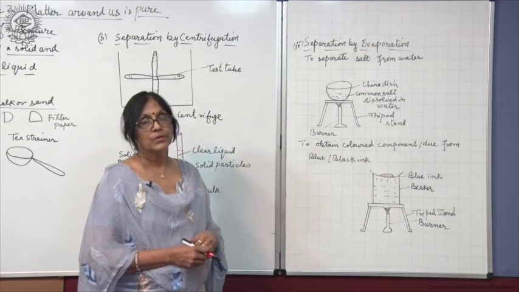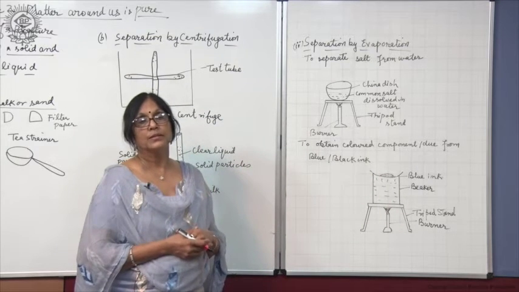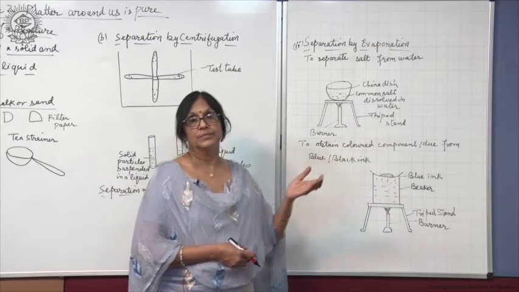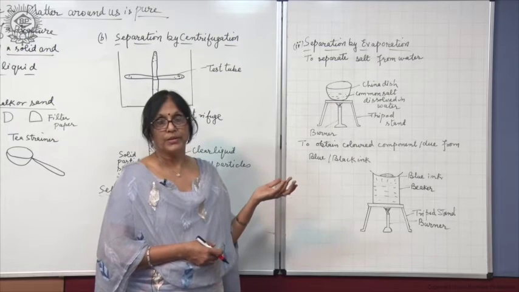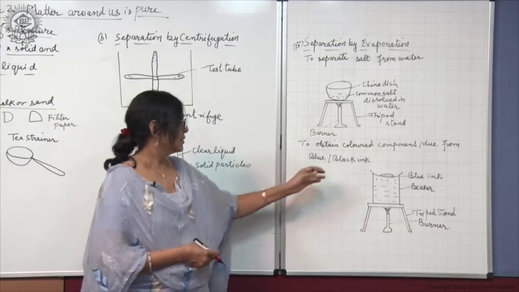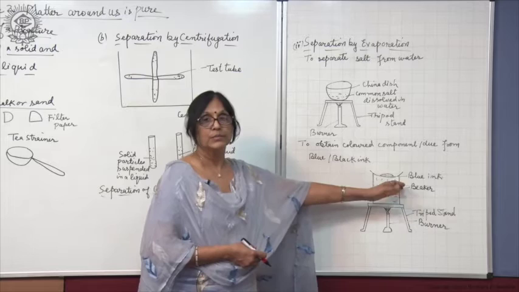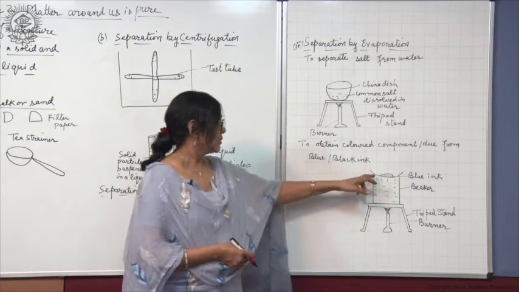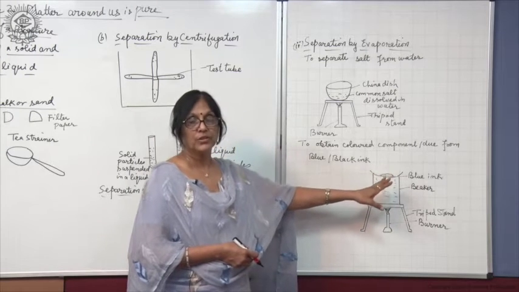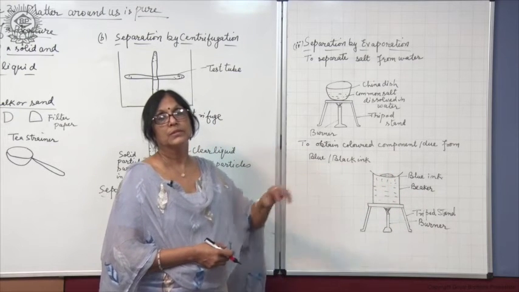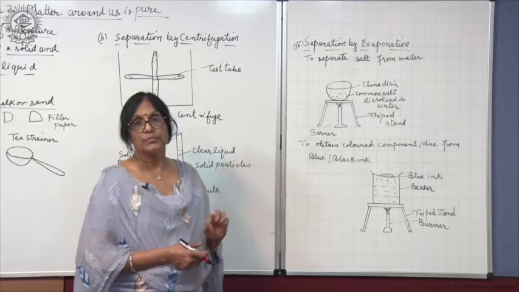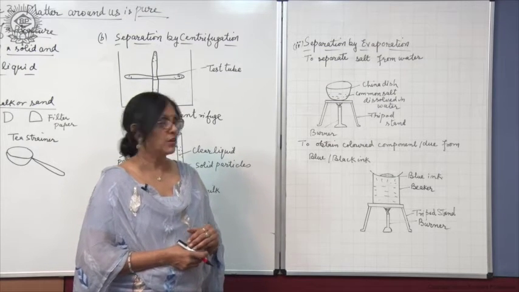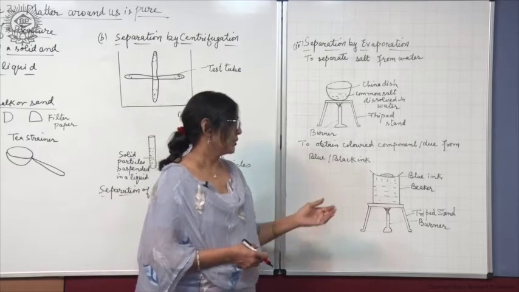So, something will evaporate. Now, think what is that substance which is evaporating. Water is evaporating, leaving behind the ink, blue ink or black ink, whatever it is. So, now this ink has been left here. It is a mixture of solid and liquid, and the solid has completely dissolved in the liquid, in water, and we have separated it by evaporation.